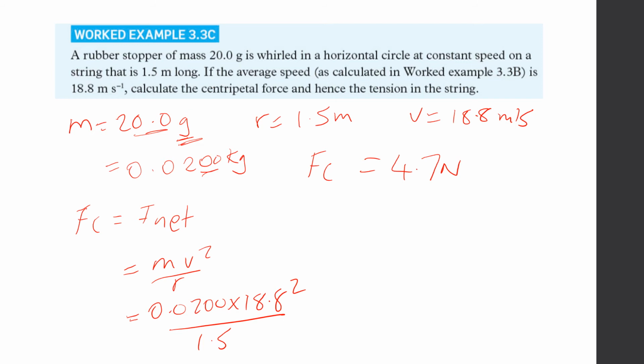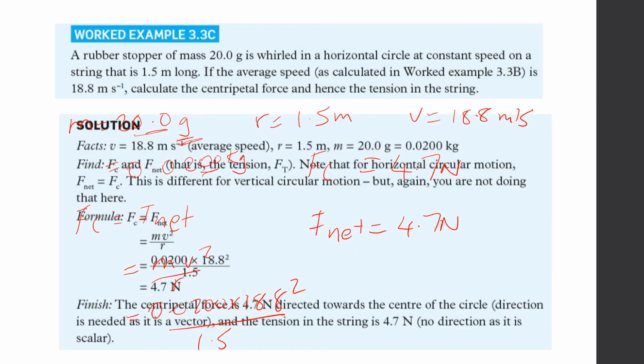If we think about how we would finally word that, the centripetal force is 4.7 newtons directed towards the centre of the circle. That's a vector, so we need to give the direction there, and the tension in the string is 4.7 newtons. We don't need to give a direction, so that would be written as F net equals 4.7 newtons. It doesn't have a direction, it's a scalar quantity. You can see it written under there.